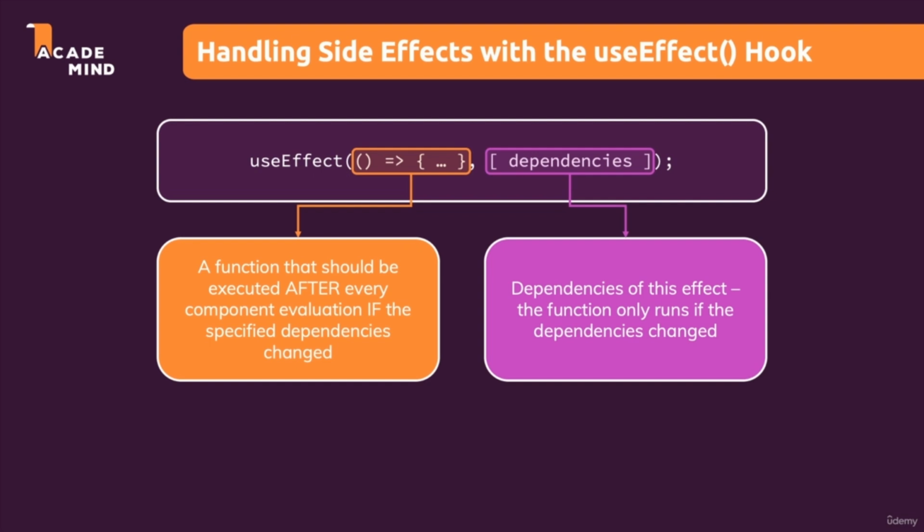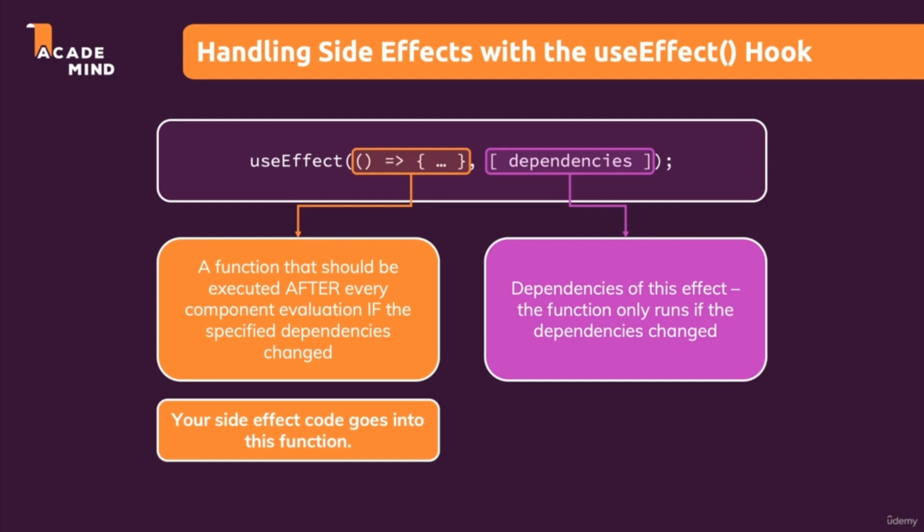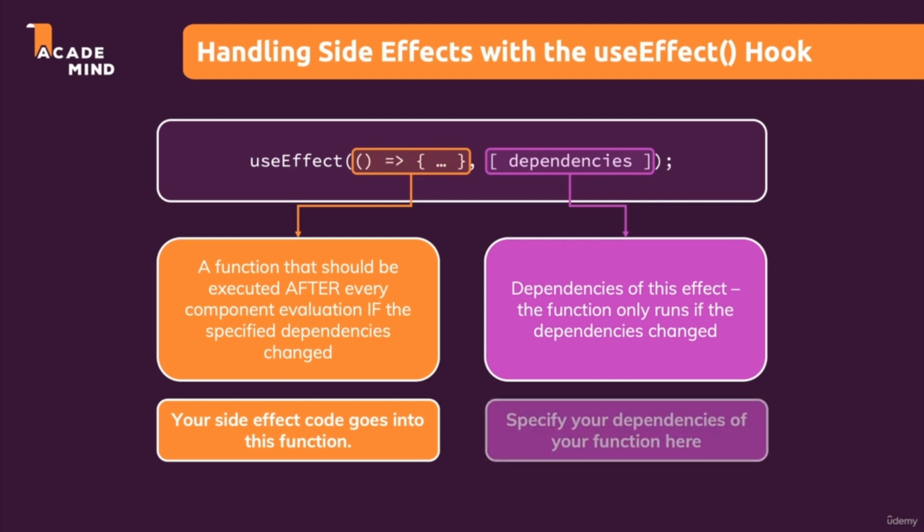And therefore, in that first function, you can put any side effect code, and that code will then only execute when the dependencies specified by you changed, and not when the component re-renders. So only when your dependencies changed. Now let's have a look at that in action, and for that I prepared a little project which we're also going to have a look at.